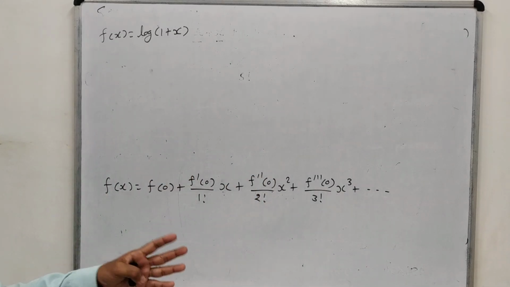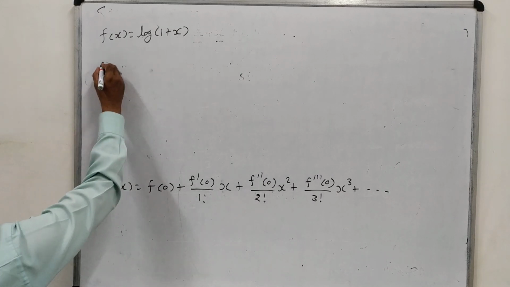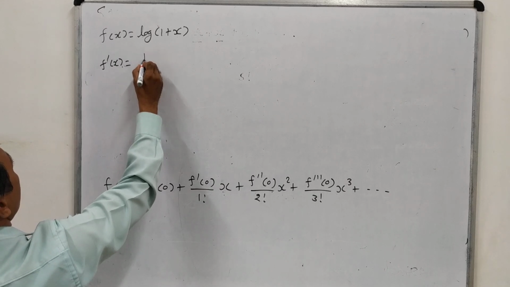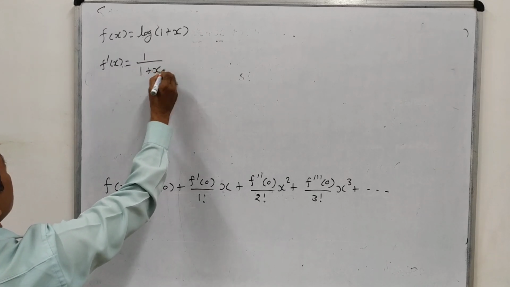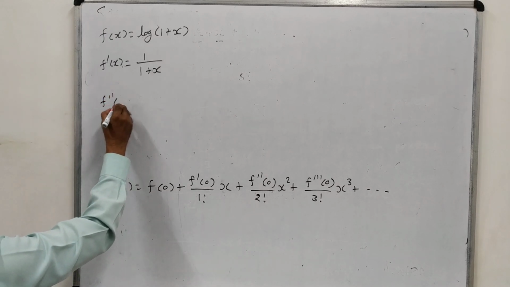So you can add up the derivatives in the series if required. So here, first of all, we find out the derivatives. What is the derivative of log(1+x)? It is 1 upon 1 plus x. Then the second derivative, f double dash x.